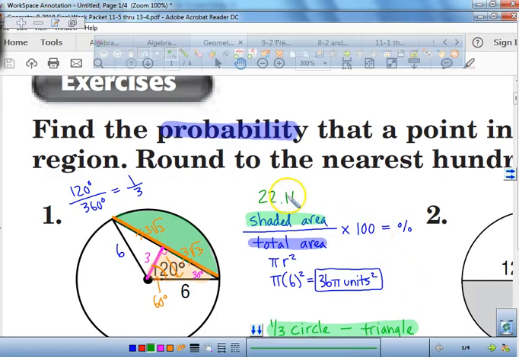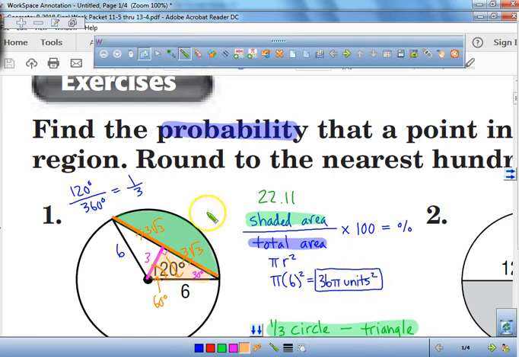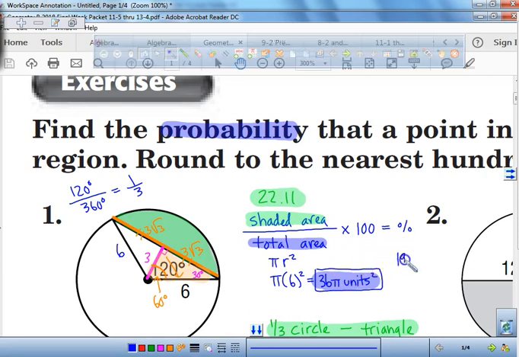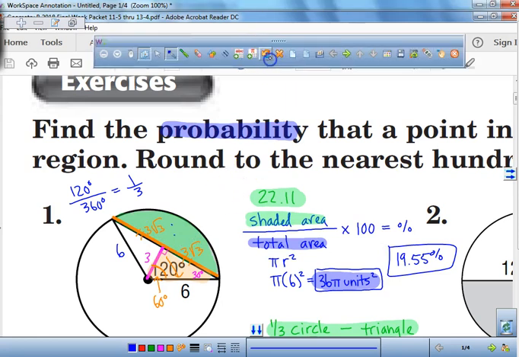When you take this and you divide it by this area, this is the total area. What does this represent? That represents the shaded area. When you take the shaded area and divide it by the total area, you get 19.55%. That's the chance of you hitting this area right here out of the total possible outcomes. That's what probability is. Almost 20%.